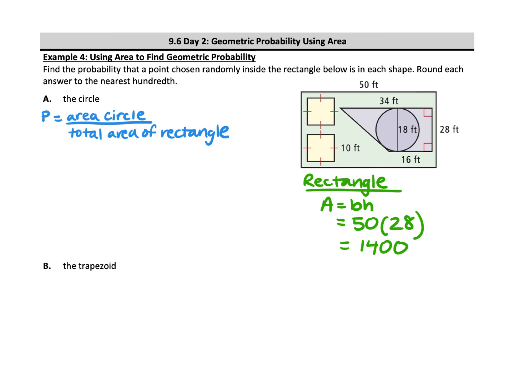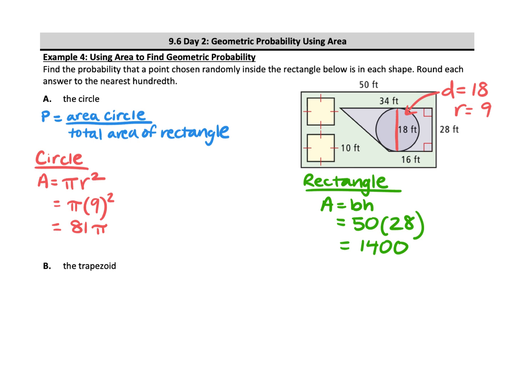Then I'm going to find the area of the circle. The area of a circle is A equals pi r squared, and the diameter of the circle is 18. Notice the 18 goes all the way across the circle. To get the radius, we just take the diameter and divide it by 2. So the radius would be equal to 9. Now we can go pi r squared, so that's pi times 9 squared. 9 squared is 81. So the area of the circle is 81 pi.